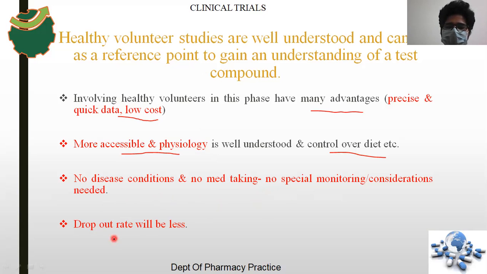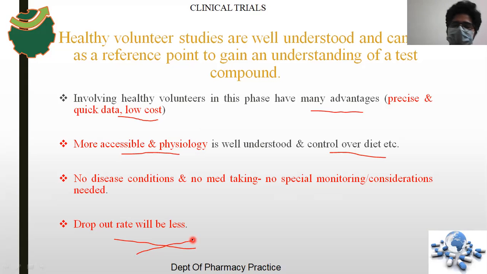Next one, dropout rate will be less. Dropout rate is nothing but people eliminated from studies. Generally there will be many reasons for dropouts, maybe minimal, like the patient doesn't want to be part of it, or the patient is no longer required for the study. Or the patient's disease condition has increased, or the patient has a new disease condition which will interfere with our studies, right? Whenever we cannot continue the people in the study, we have to eliminate them, we have to remove them from the study.